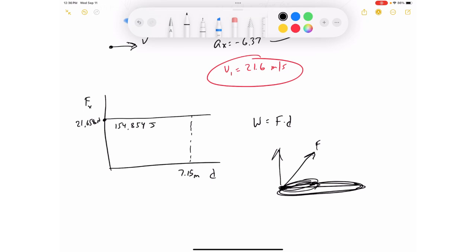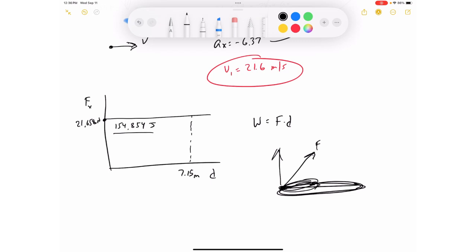So this work, or energy, is 154,854 joules of work. That's what was done by friction. Okay. Now you have to ask yourself, where did this energy come from? So if friction was essentially moving some energy from something into friction, where did the original energy come from?